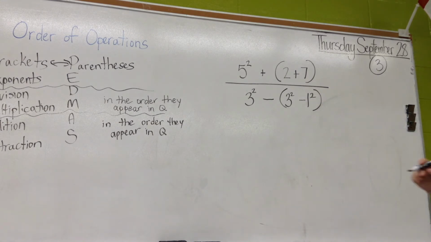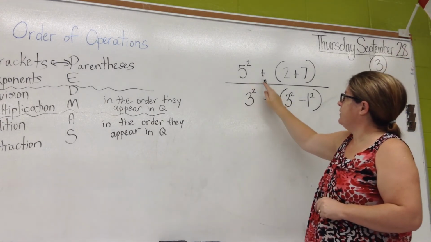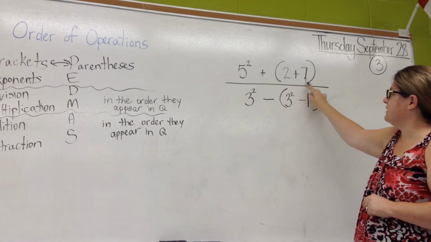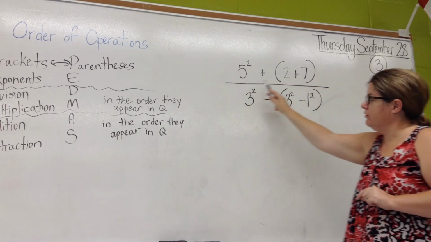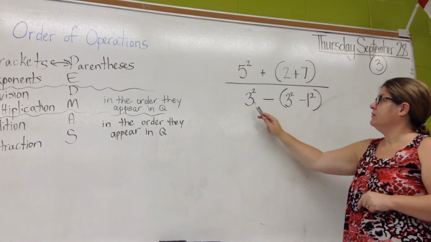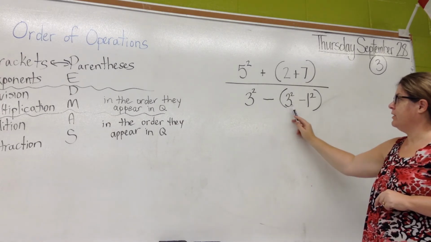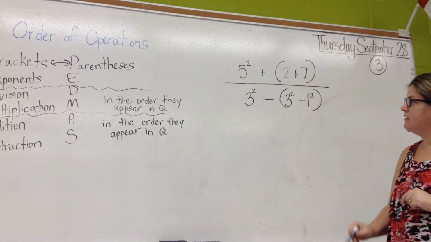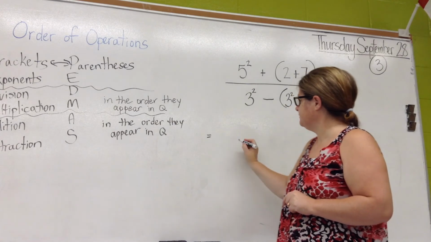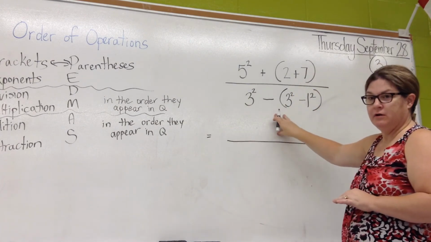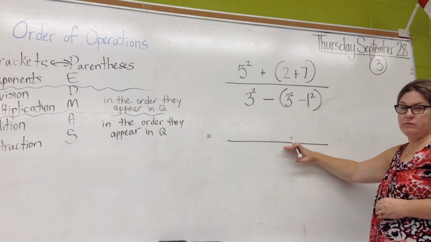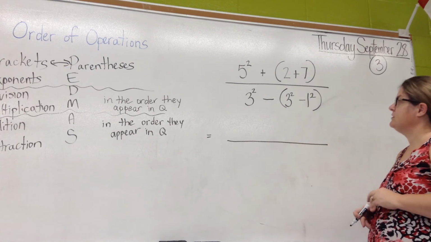Okay, so we have 5 squared plus round bracket 2 plus 7 round bracket all over, which is a division symbol, 3 squared subtract round bracket 3 squared minus 1 squared. So we're going to tackle this on top of the division or the fraction line as well as below. We're going to do them both separately.